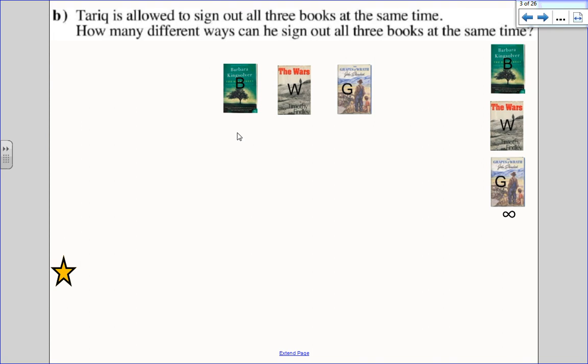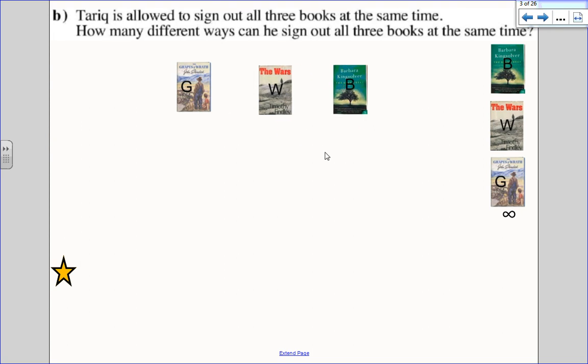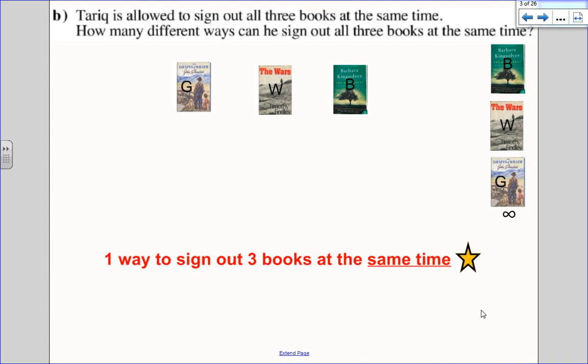So it doesn't matter if the librarian gives him the books in these orders, or maybe The Grapes of Wrath is on top, or maybe The Bean Trees is on the bottom. It doesn't matter because he's grabbing all 3 books at the same time. So there is only one way to sign out all 3 books at the same time.